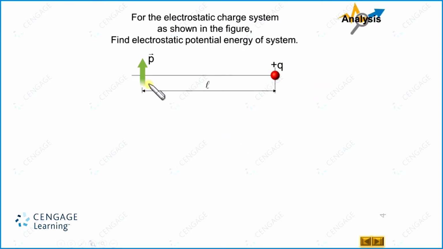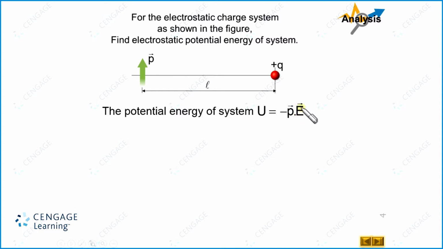This is the situation, and we know the potential energy of the system is given by U equal to minus P dot E. This is the expression. P is the dipole moment and E is the electric field, that is the external electric field, and the external electric field is created because of this charged particle at the center of the dipole. We know the electric field because of this point charge will be in the leftward direction like this. This is the electric field vector, right? That means the angle between the electric field vector and the dipole moment vector is 90 degrees.